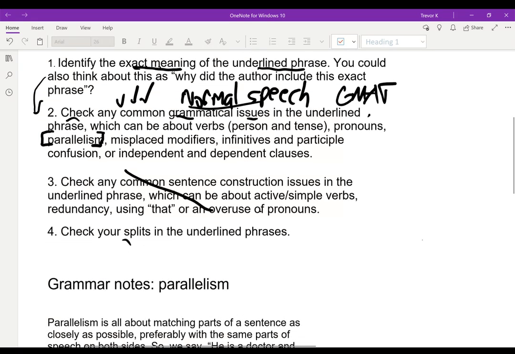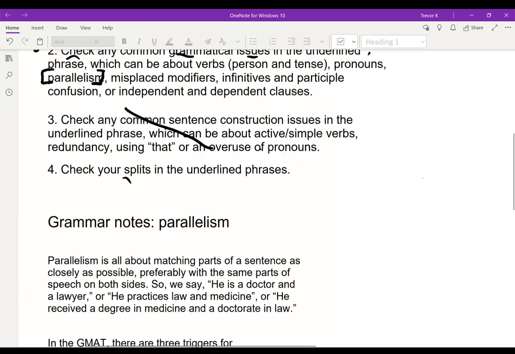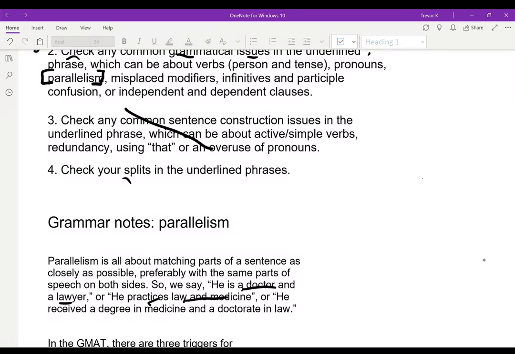Now, first question: what is parallelism? Well, parallelism is just matching parts of a sentence as close as possible. As I say in this example here, he is a doctor and a lawyer. He practices law and medicine. He received a degree in medicine and a doctorate in law. So here I matched noun, here I matched noun, and here I matched noun.